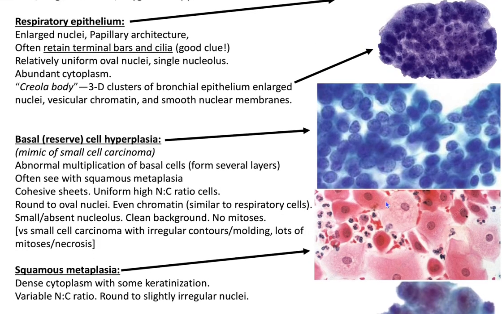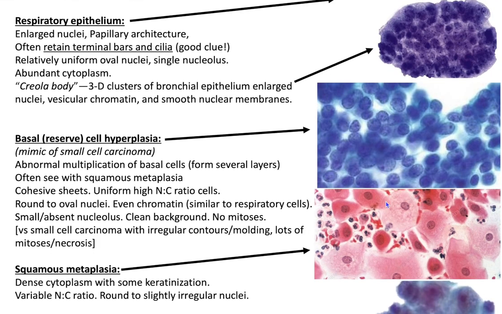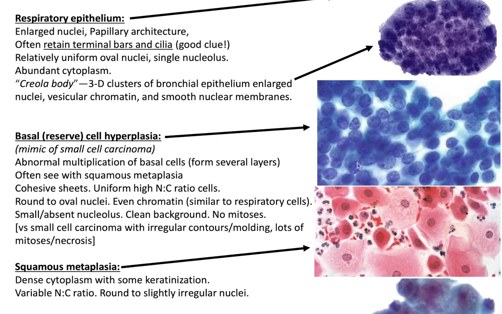Here you have this Creola body, which are 3D clusters of bronchial epithelium with enlarged nuclei, vesicular chromatin, and smooth nuclear membrane. Basal or reserve cell hyperplasia, this is a mimic of small cell carcinoma because it often molds. And this is an abnormal multiplication of basal cells. And you can often see this with squamous metaplasia, and you'll have these cohesive sheets with uniform high NC ratio, just like small cell carcinoma.